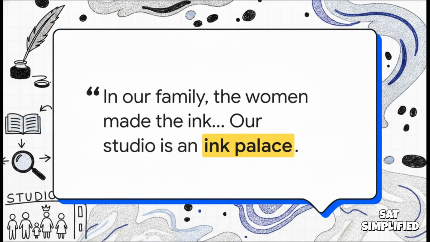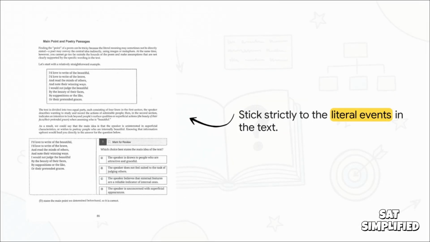Let's analyze this fiction snippet together. It starts off talking about the women in the family making ink and staying home, and then it ends with the great granny bragging, "Our studio is an ink palace." Honestly, just by paying attention to those beginning and end sentences, we get everything we need. We don't have to overthink the middle stuff about grain sheds and pits. The main idea here is literally just a summary. It's a description of a family's ink-making studio and their deep pride in it. That's it.